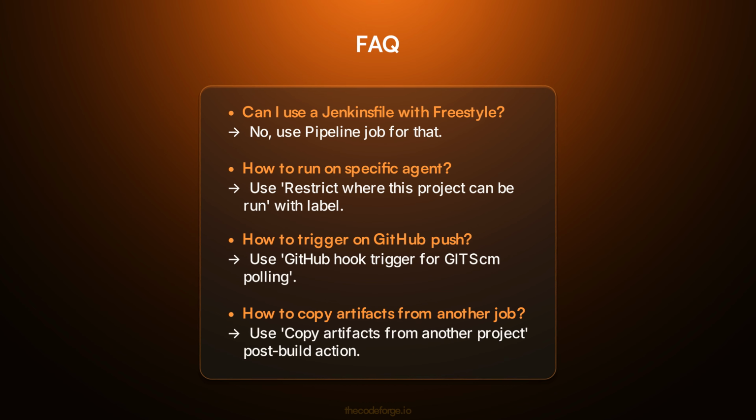How to trigger on GitHub push? Use GitHub hook trigger for Git SCM polling. How to copy artifacts from another job? Use the copy artifacts from another project post-build action. How many builds to keep? Typically 10-20, configure with discard old builds.